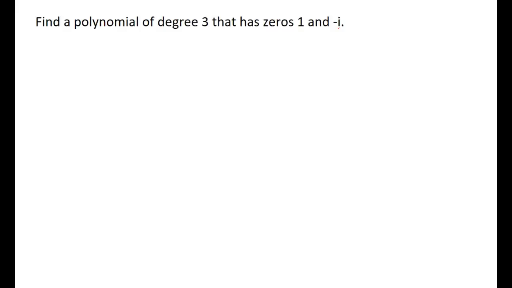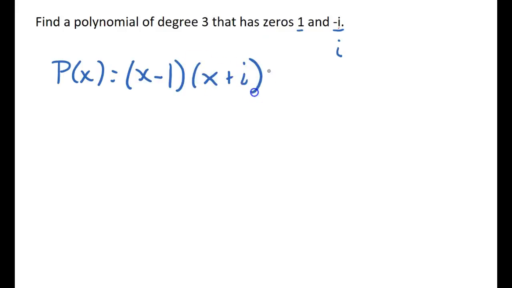Okay, how about if I know I have a polynomial of degree 3 and I know 2 of the zeros? One of the zeros is 1 and the other zero is negative i. Well, that is a complex number. It's imaginary, so we know that there is also going to be another root, which is its conjugate, positive i. So here we go. p of x is x minus 1, that takes care of that zero, times x plus i, that takes care of that zero, times x minus i, and that takes care of that zero.